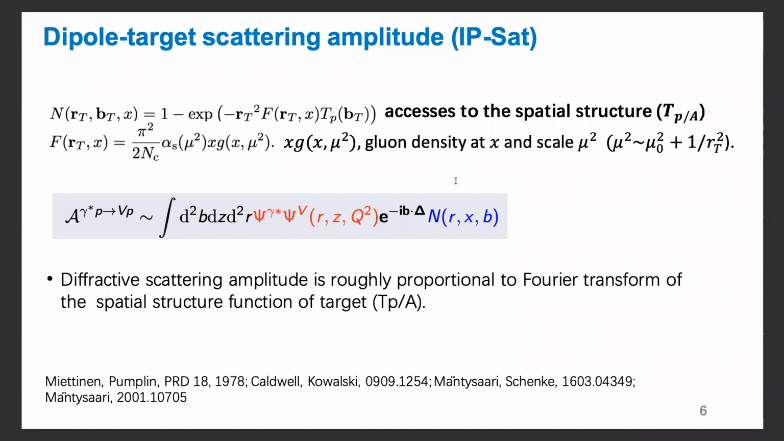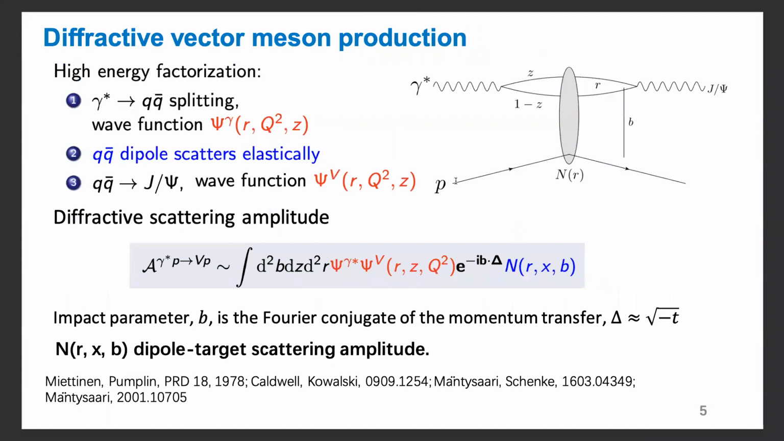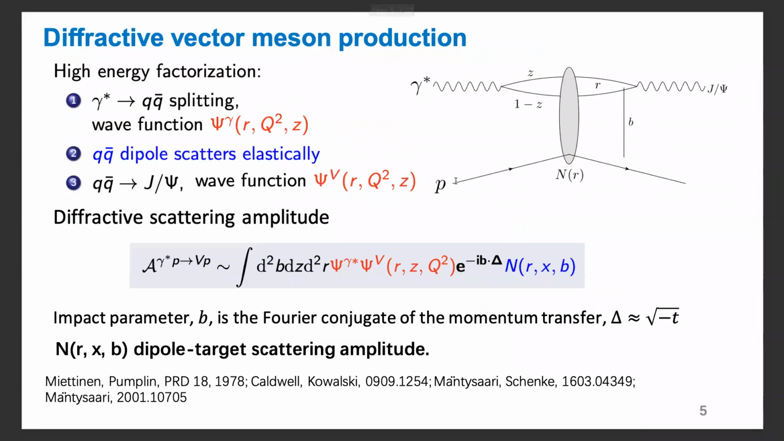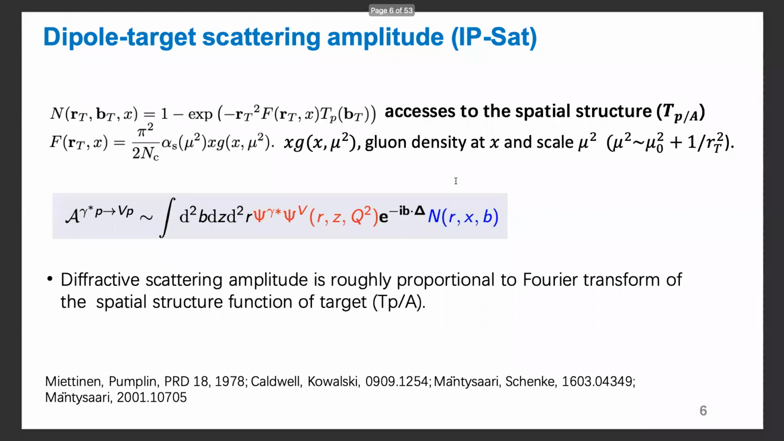This is described by T_A, T of the proton or nucleus. And r_T is the dipole size, right? Yes, the same. No, r_T is transverse. This is 3D. That is always transverse. So, let me return to this formula.